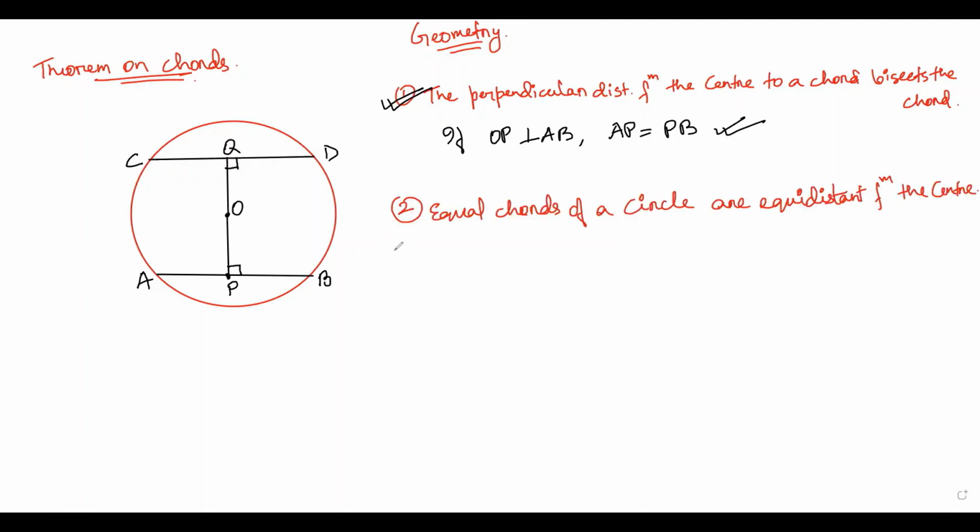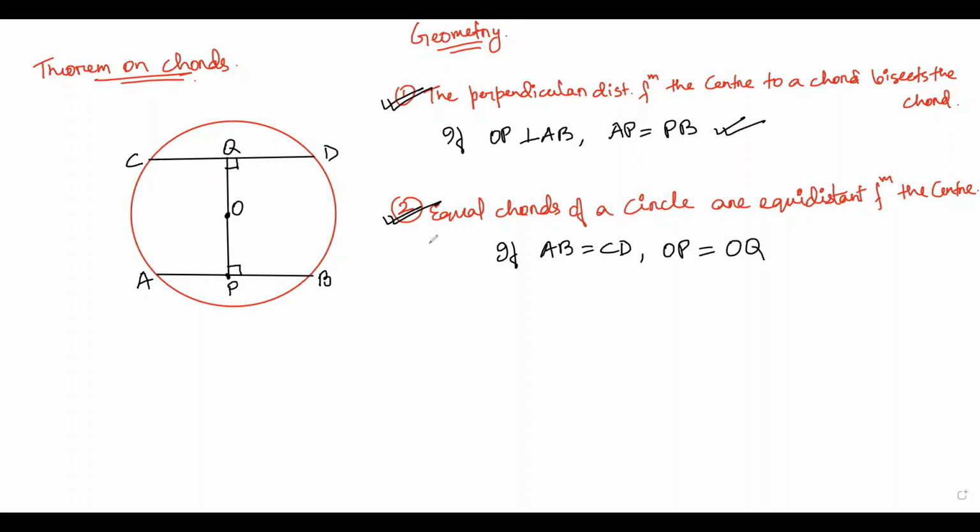The second theorem states that equal chords of a circle are equidistant from the center. Say we have a circle with center O such that AB and CD are two equal chords. Then the distance of these two chords from the center of the circle would be equal. That is, if AB is equal to CD, in that case OP would be equal to OQ.